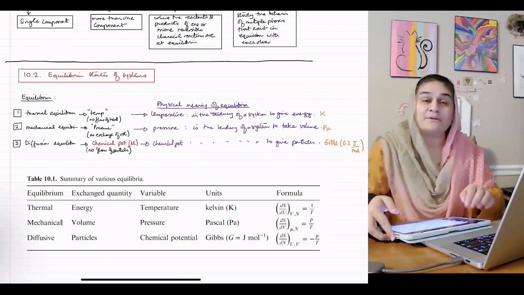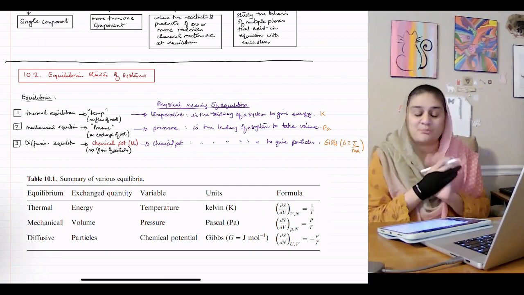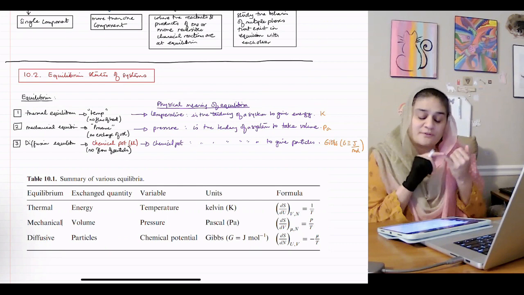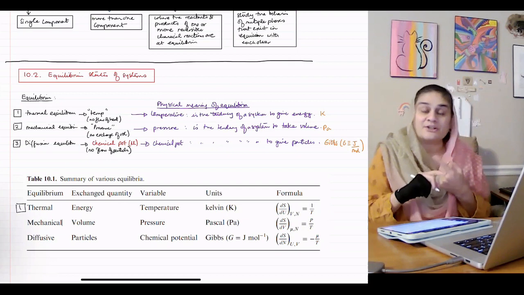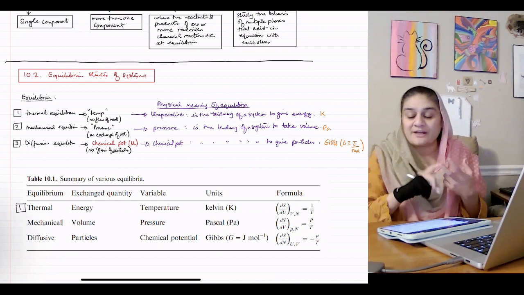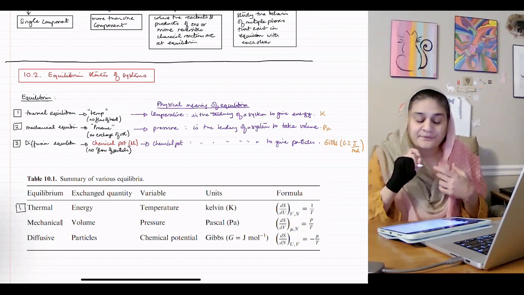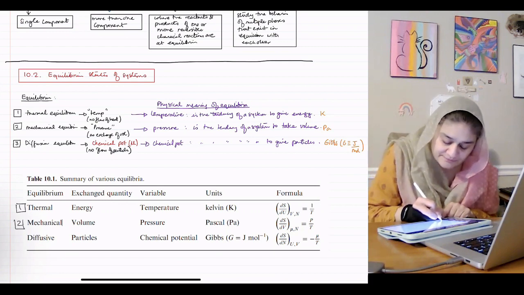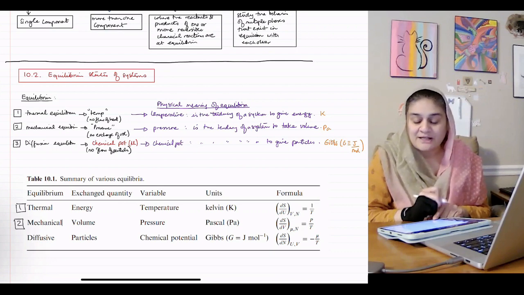So this table basically summarizes the important things for equilibria. So for the first one, we have thermal equilibrium. The exchange quantity is energy. The thermodynamical variable is temperature. Units are Kelvin, and the formula is ds over du equals 1 over T. For number 2, mechanical, we have the exchange quantity that is volume. The variable is pressure, and the units are pascals, and the formula is ds over dv equals P over T.